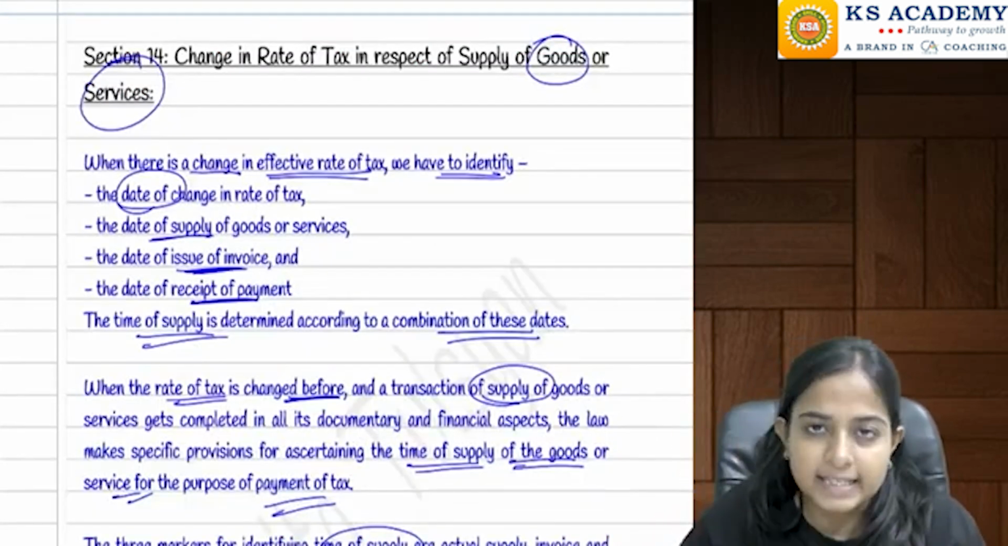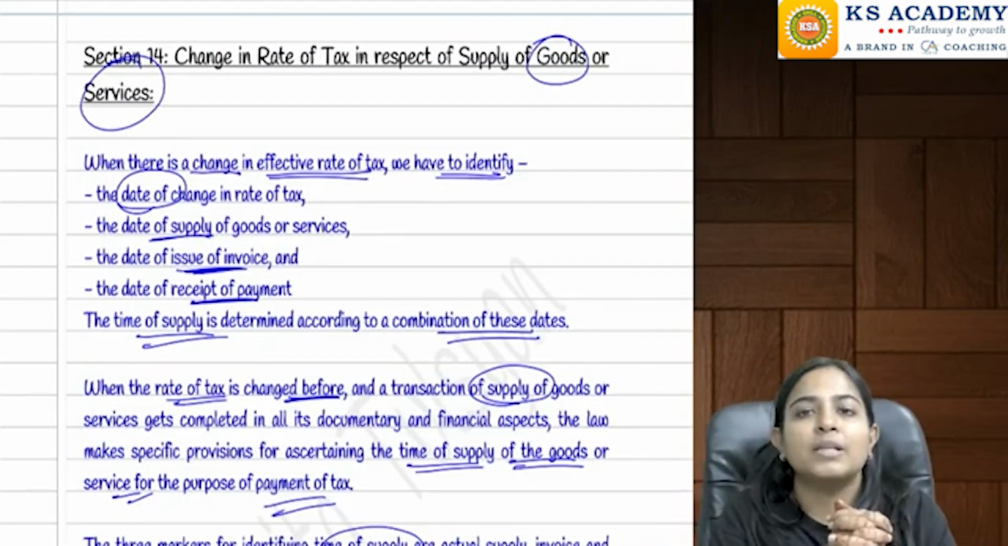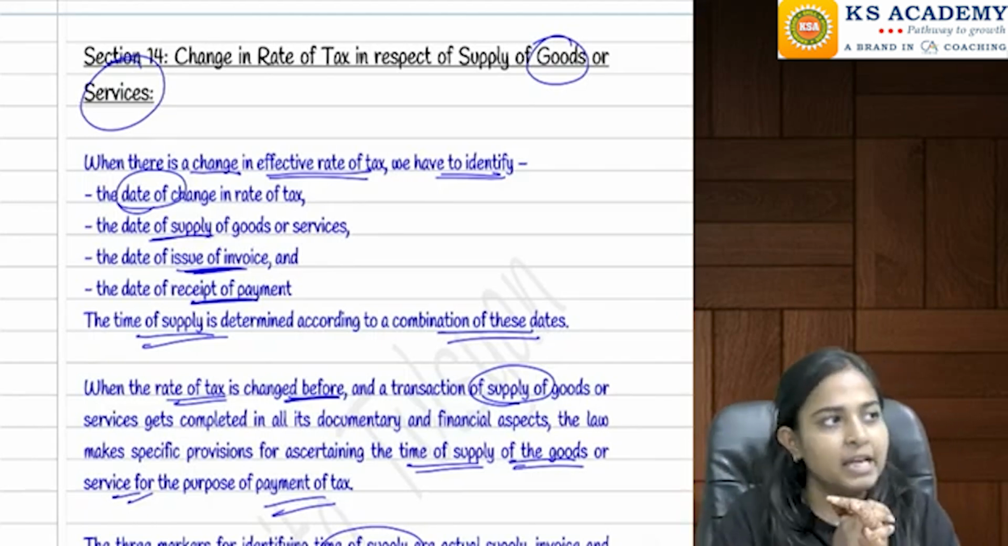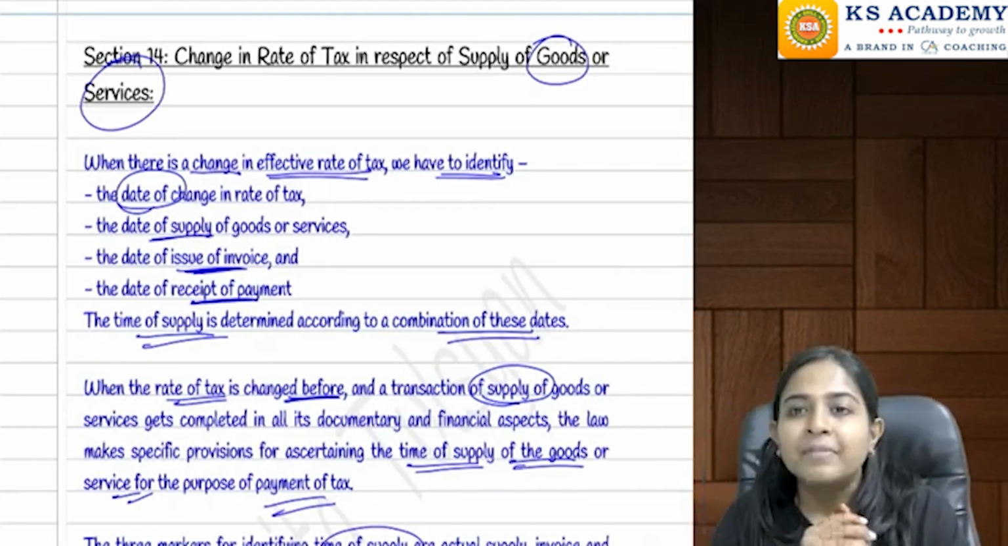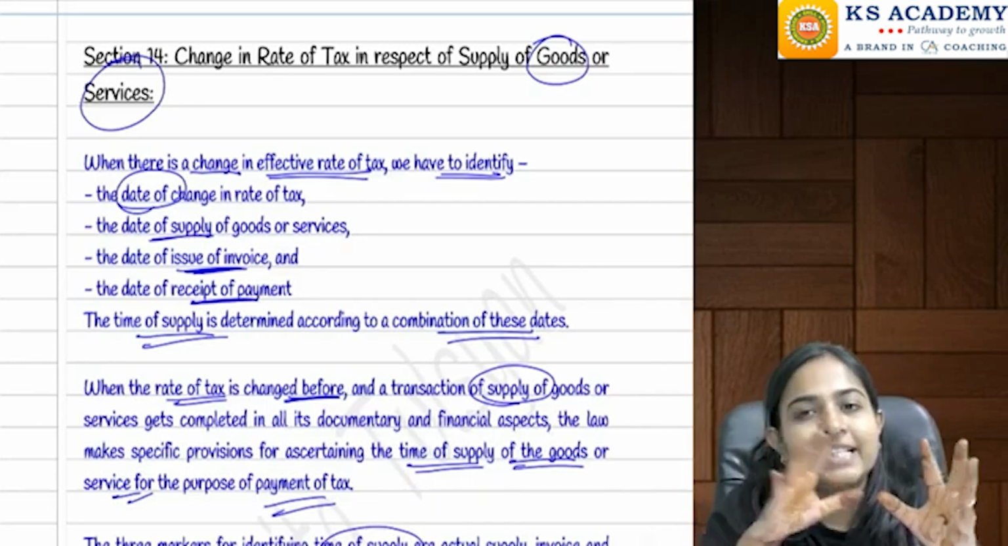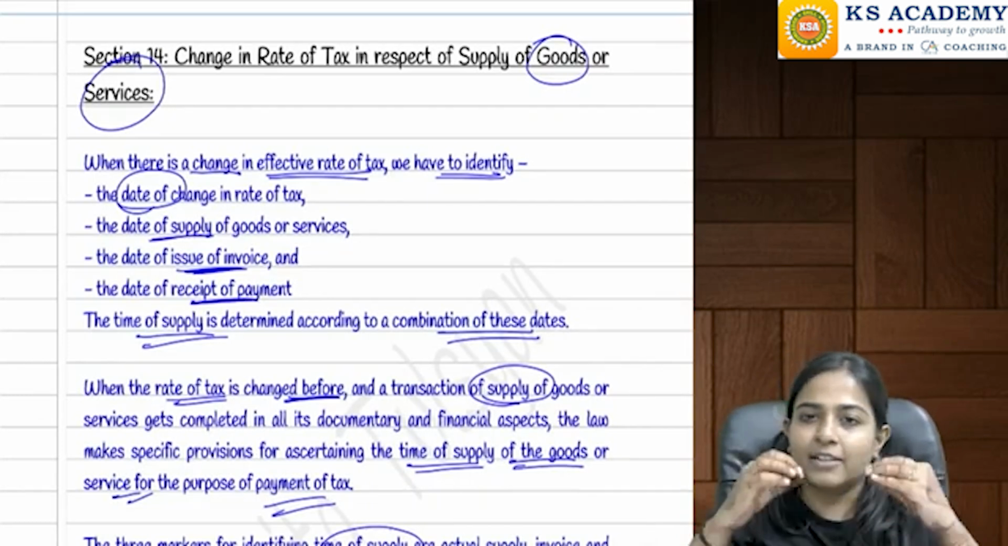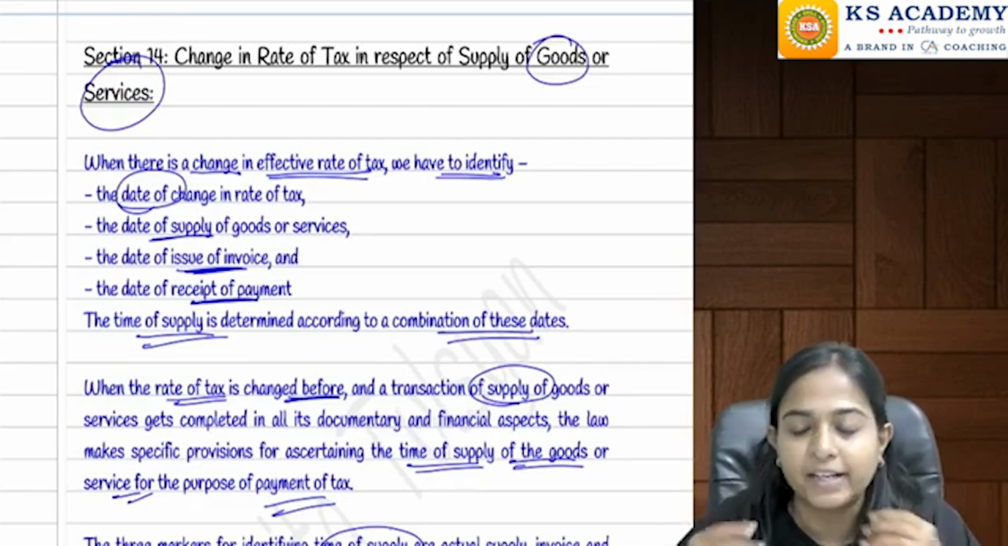Now, going on to the last section, section number 14, which talks about change in rate of tax. Whenever there is supply of goods or supply of service, let's say in between some events happen. I'll give you one simple example, and with the help of that we'll take it ahead.